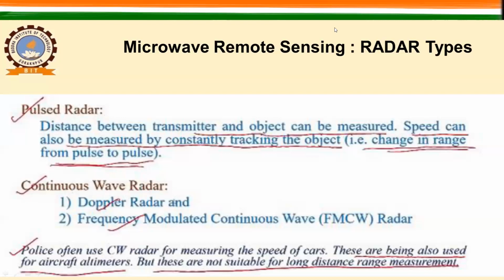So we have two different types of radar systems. The first one is pulsed radar, and the other is continuous wave radar. In pulsed radar, the distance between the transmitter and object can be measured and speed can be monitored, because of the change in range from pulse to pulse. Whereas in continuous wave radar, you have two different types of systems: Doppler radar and frequency modulated continuous wave radar. Continuous wave radars are very popular nowadays, and people are using them for day-to-day purposes. So, moving towards the next slide.